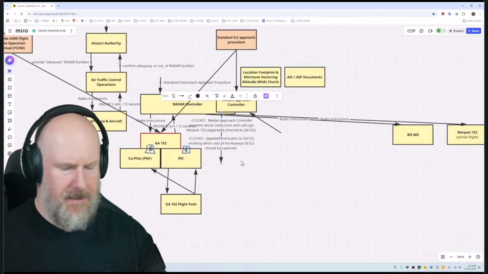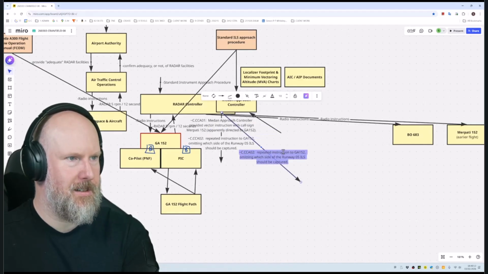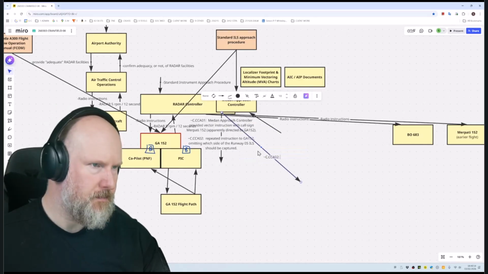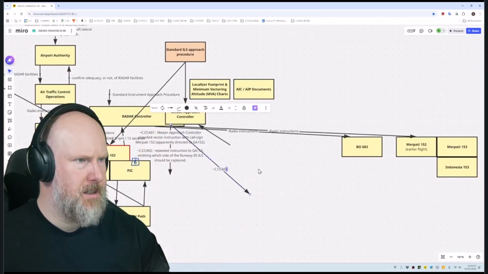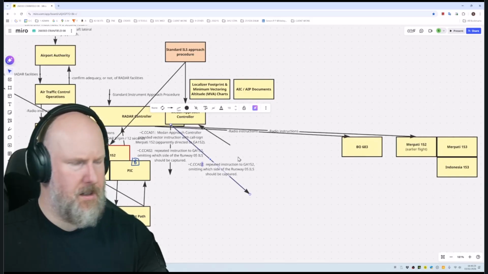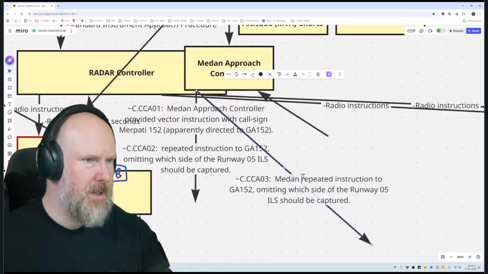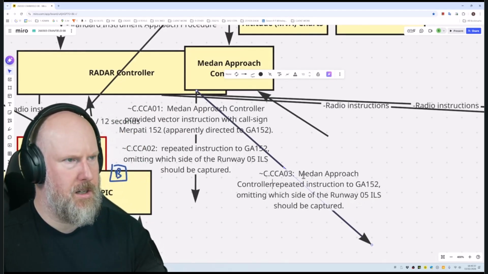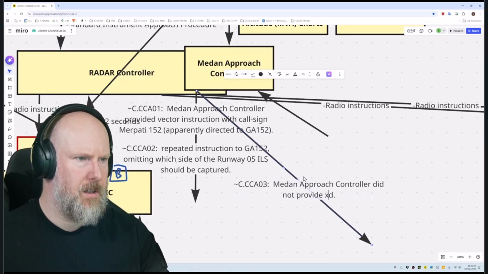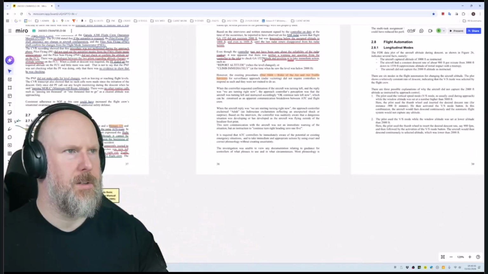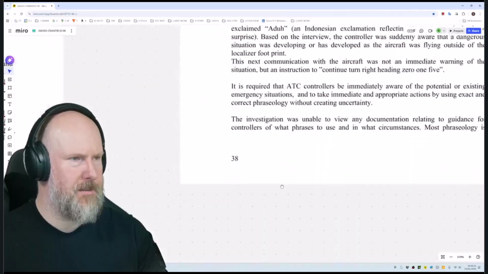So let's just, I'll add another one. There we go. Let's put it there. Stretch it out here, and we'll call it contributory control action 03. So Medan, in fact I need to zoom in so you can see better, don't I? Medan approach controller did not provide, let's have a look, what did we say it was called? Report altitude when the level changed.